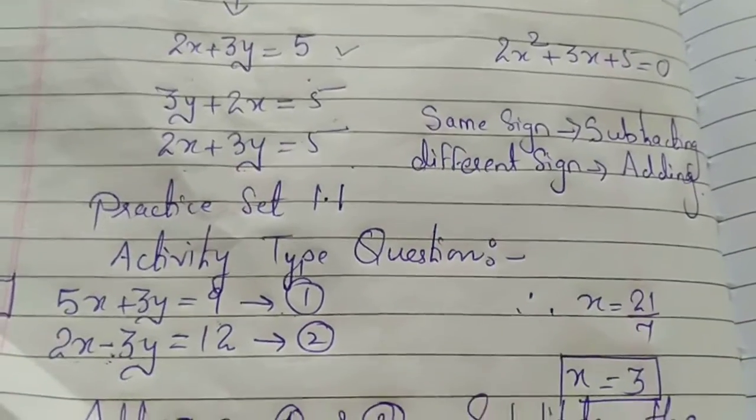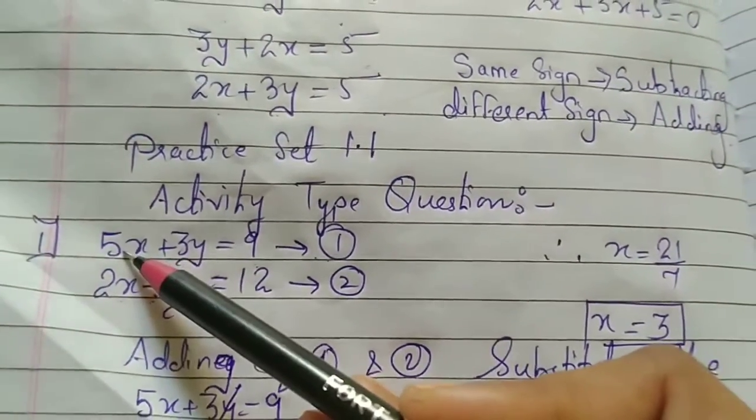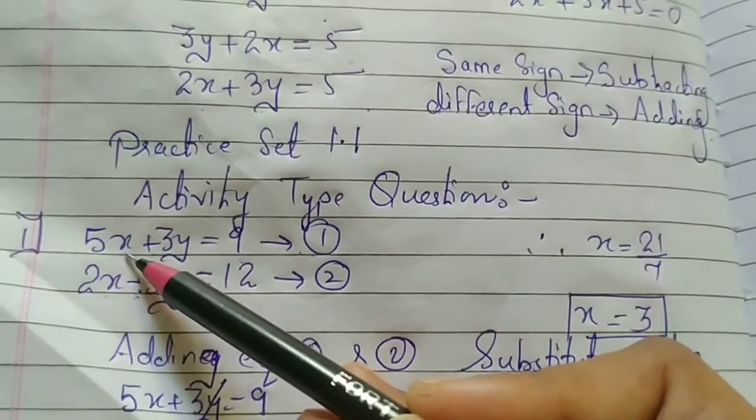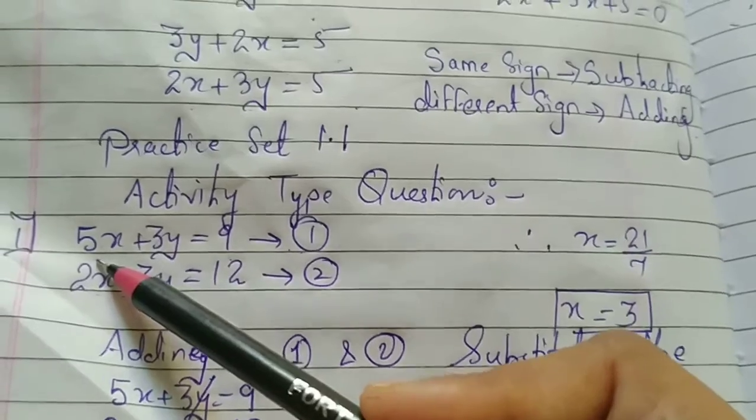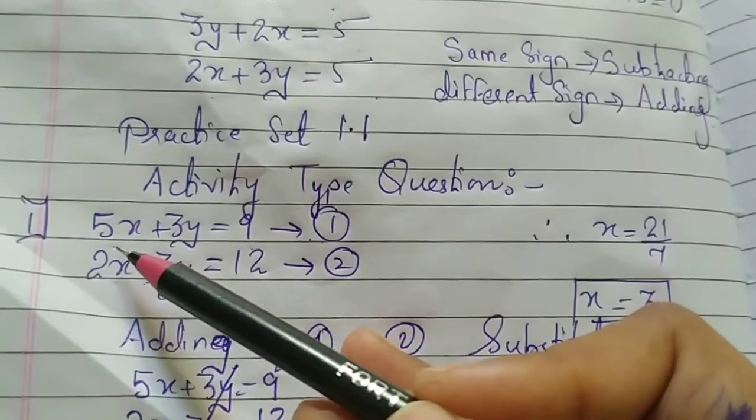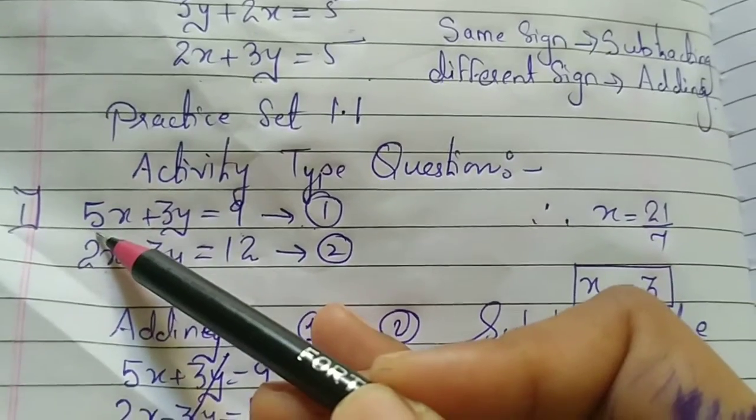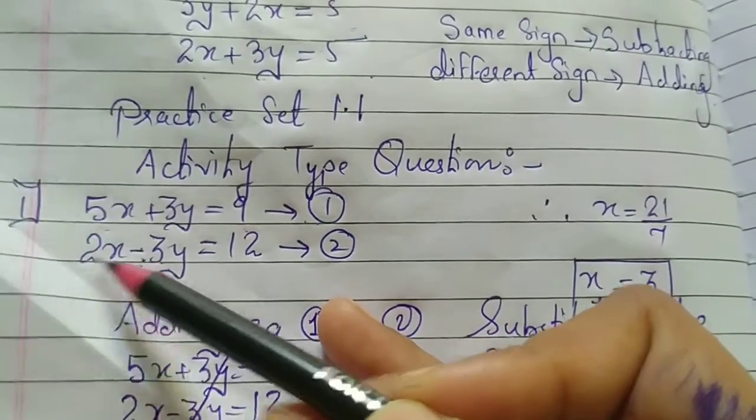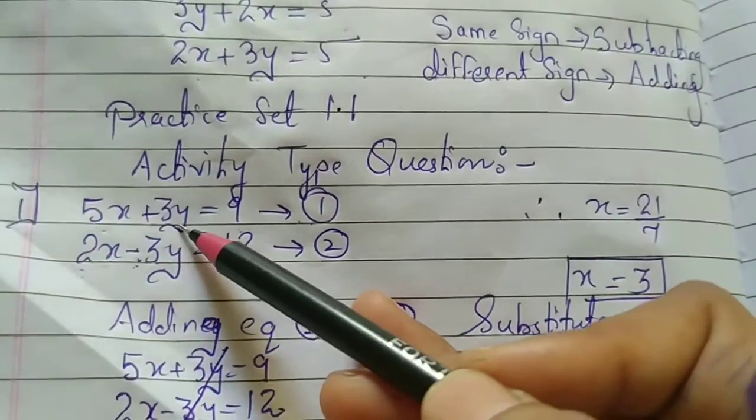Now before you see the sign, first you have to see the coefficient. Here you can see this x is a variable, children, and the number in front of the variable is called a coefficient. Okay, that you did in 9th standard. Still I am explaining. Here the coefficient of x is 5 and the coefficient of this x is 2. That means both the coefficients are different. So you will go for y.